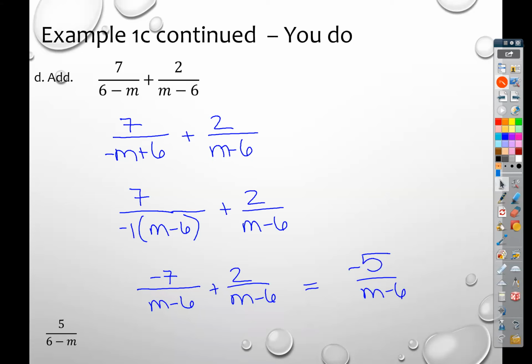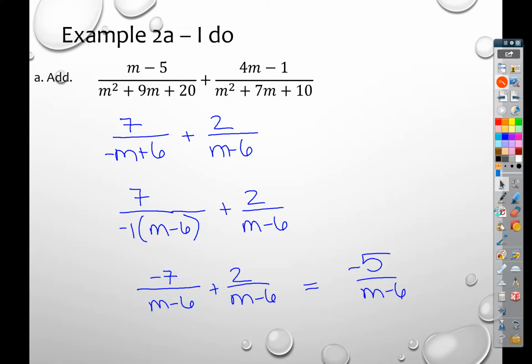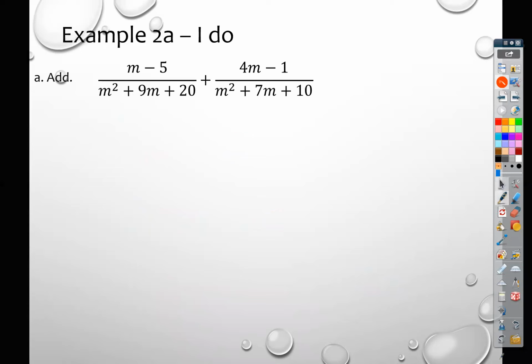Or you see how they're writing it? They're writing it with a +5 over 6 minus m, and that's all the same thing. That's fine. It's the same answer. 2a, now we're moving into bigger problems, okay?